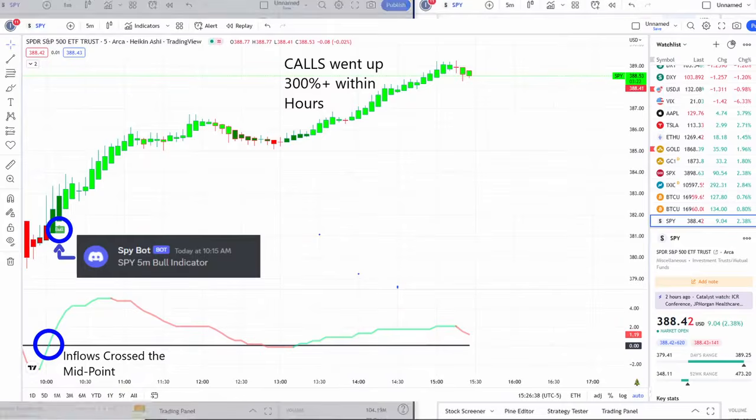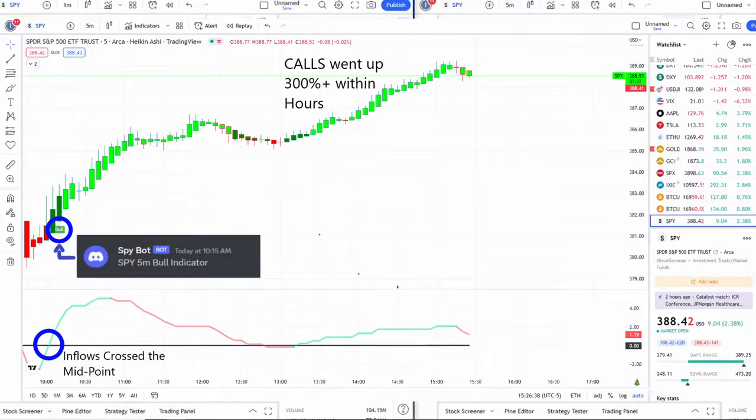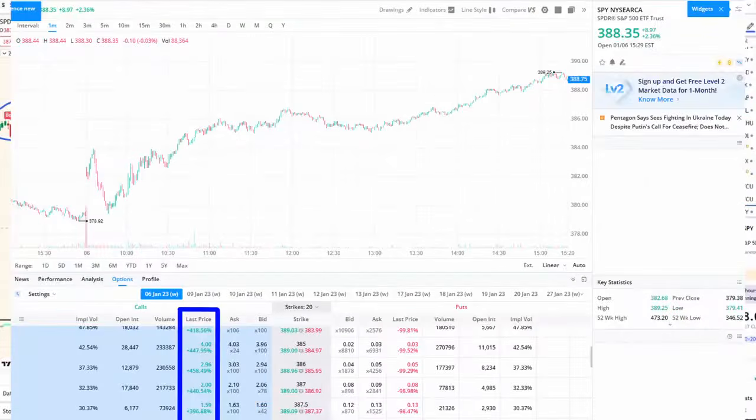And then as you see it popping up here on the screen, we also have our SPY bot that sends notifications, and that's how it reacted on Friday, right? That SPY bot sent out the notification, full strength there to the upside. And then also, within the options chain, some options even went higher than 300% within an hour.